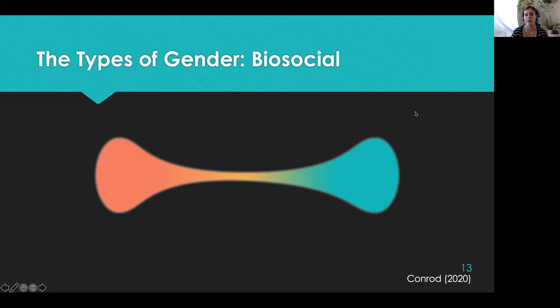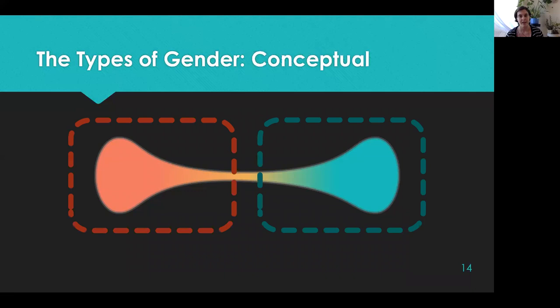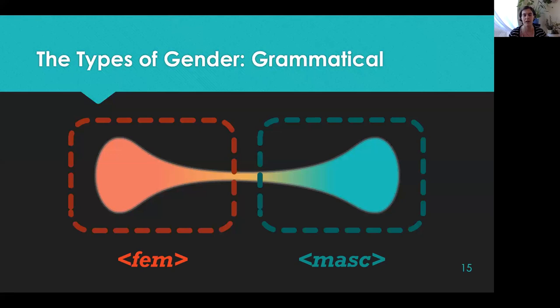So that's biosocial gender. Now we've got conceptual gender, which is how we see other people. Now, in most Western societies, we typically have two predominant genders. And so we take all these people who occur on this large, multidimensional gradient and we lump them into two categories. But it's not always clear who falls into which category, even though we have labels for these categories.